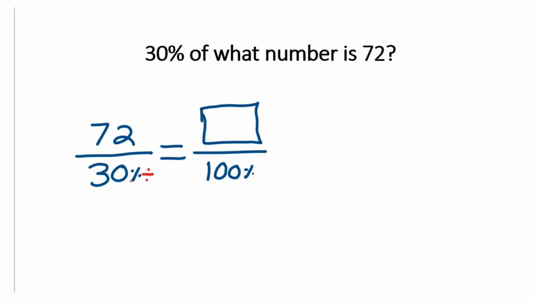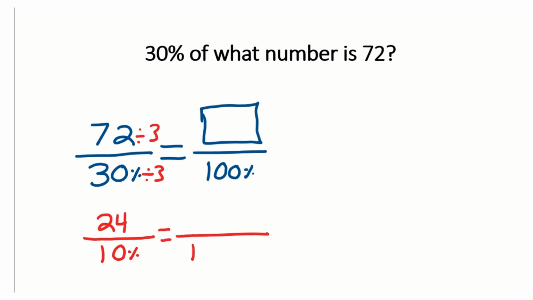So why not play around with this a little bit and say, well, if I divide 30 by 3, I can get myself 10%. And of course, what I do to the bottom, I got to do to the top. And then 72 divided by 3 is going to give me 24 up top. Now look there. That is an equivalent ratio, but now we can use it to easily find 100%.